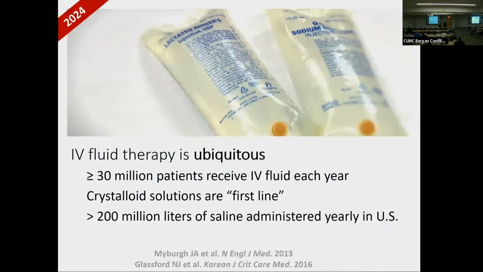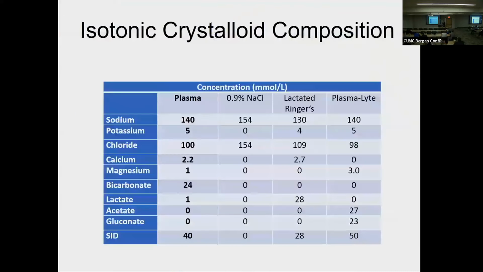Well, here are the data that I think suggest that you should use balanced crystalloids in resuscitating your patients with septic shock. First thing, IV fluid administration in the ICU, in the hospital, is ubiquitous. These are U.S. numbers: about 30 million patients in the U.S. every year get IV fluids, to the tune of about 200 million liters of IV fluids. So this is probably the most common treatment that we provide in the hospital. ICU oxygen may actually be more common than this, but in the hospital, fluids is more common for sure.